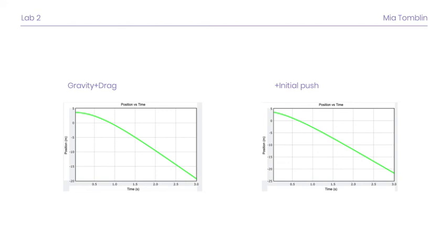The only difference that can be seen is that with the initial push, it took less time to reach terminal velocity. Because the drag force changes over time to counteract the force of gravity and any initial push, big or small, the falling object will always return to the same terminal velocity.